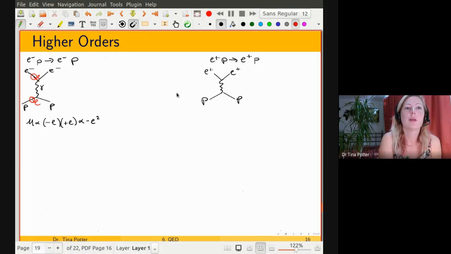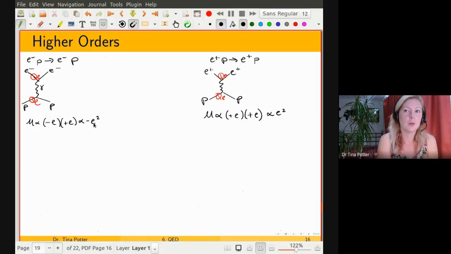I'm just drawing them simply. I'm not including all of the arrows here. But here we've got a positive charge on both sides. And so our matrix element here is going to be proportional to plus E, plus E. So it'll be proportional to E squared instead of minus E squared.